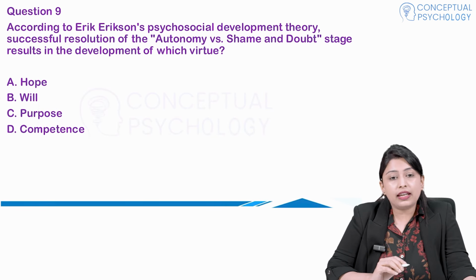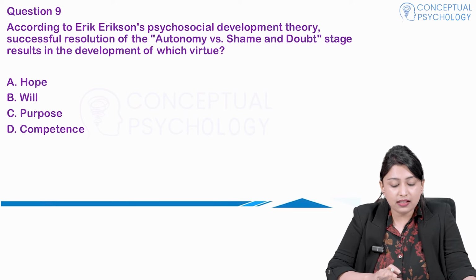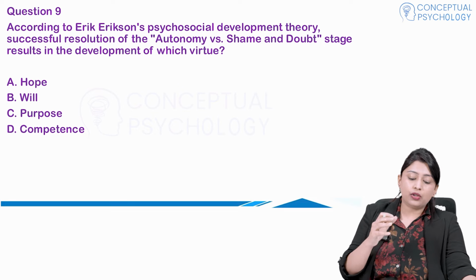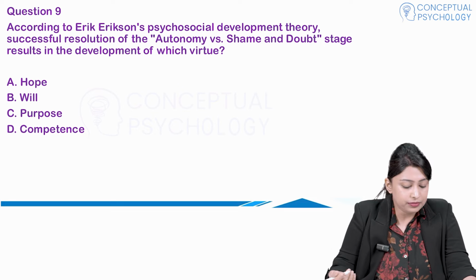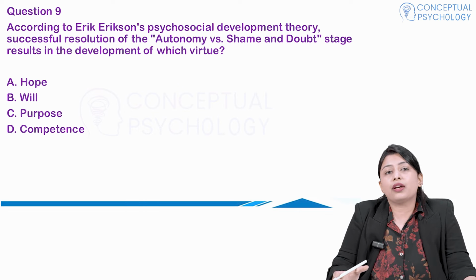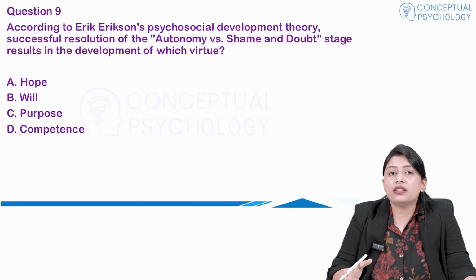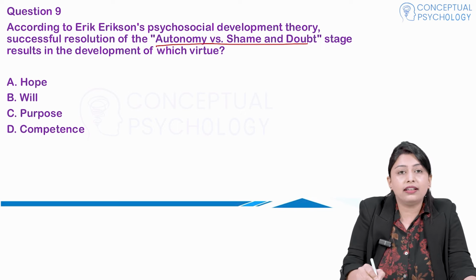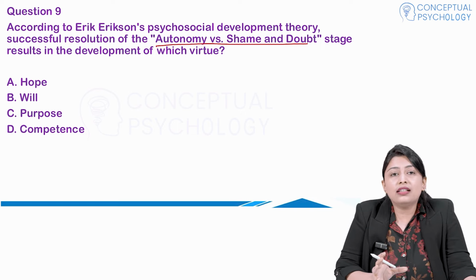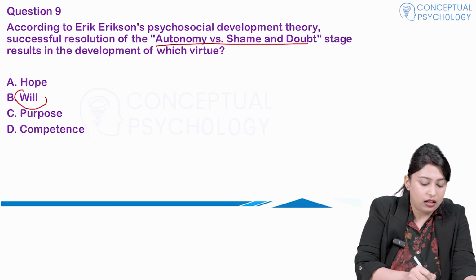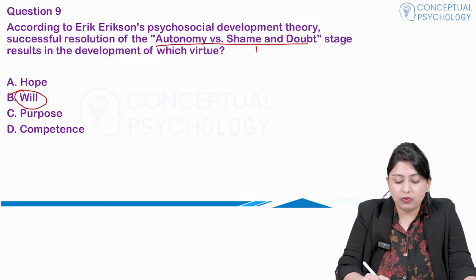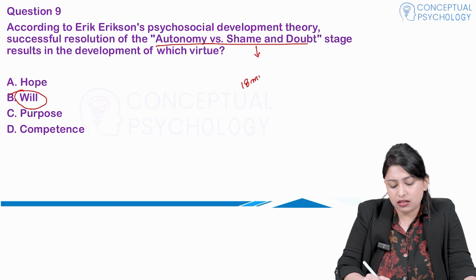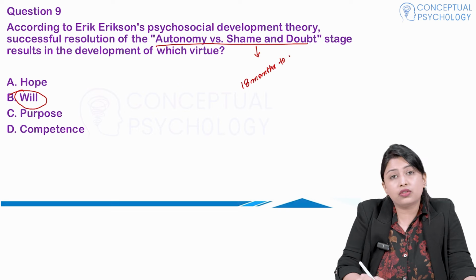Hope that's clear. The next question is, according to Erikson's psychosocial development theory, successful resolution of autonomy versus shame and doubt stage results in the development of which virtue? So here in Erikson's psychosocial developmental theory, successful resolution of the autonomy versus shame and doubt stage results in the virtue of will. Firstly, the autonomy versus doubt stage is approximately 18 months to 3 years.